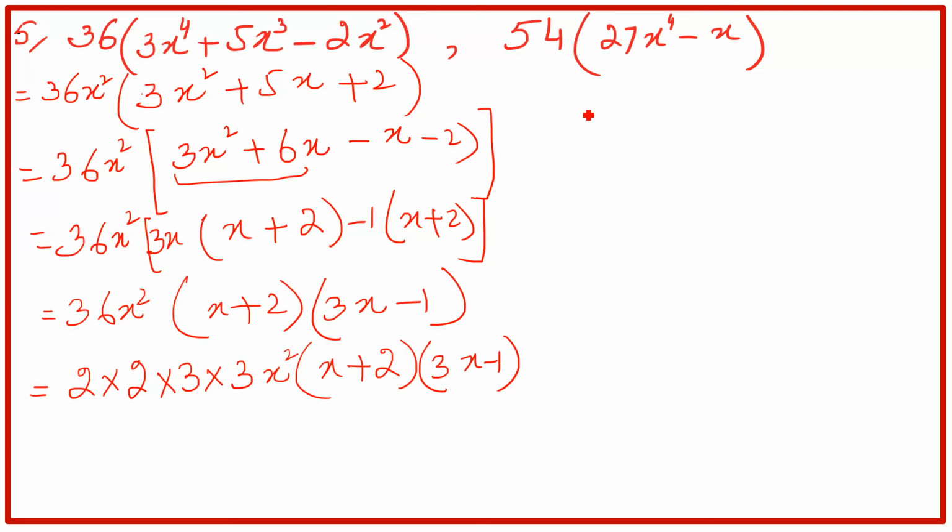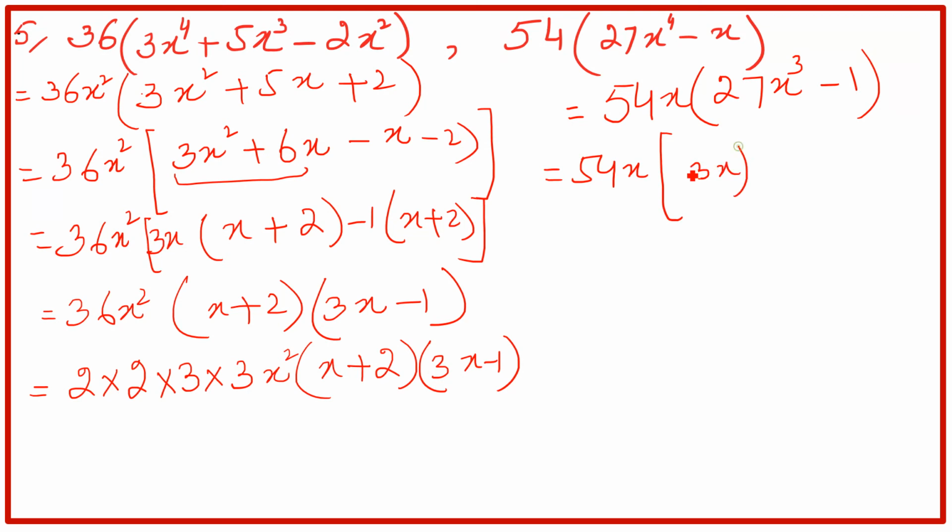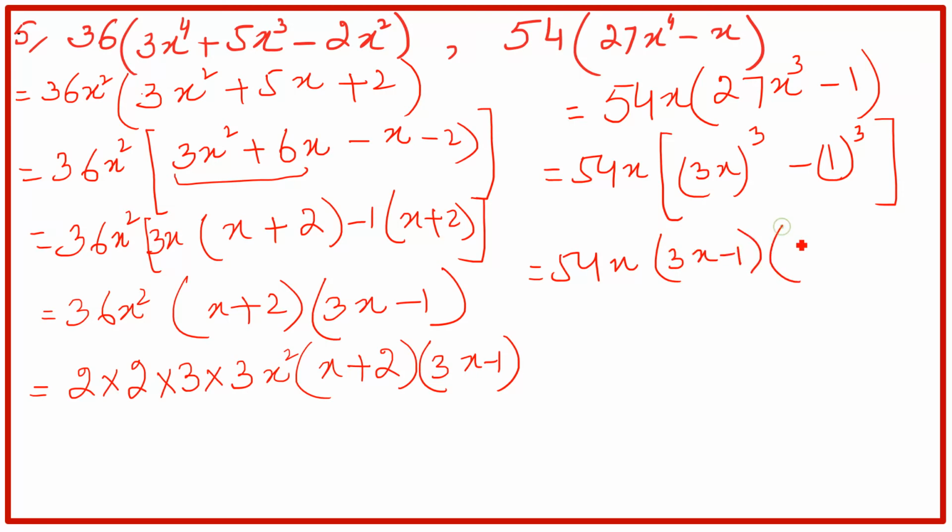Now for this part, 54, and we can take x common. In parentheses we have 27x cube minus 1, which is the cube of 3x minus 1. So a cube minus b cube, here we have to use: 54x, 3x minus 1, 9x square, positive 3x, and then positive 1.